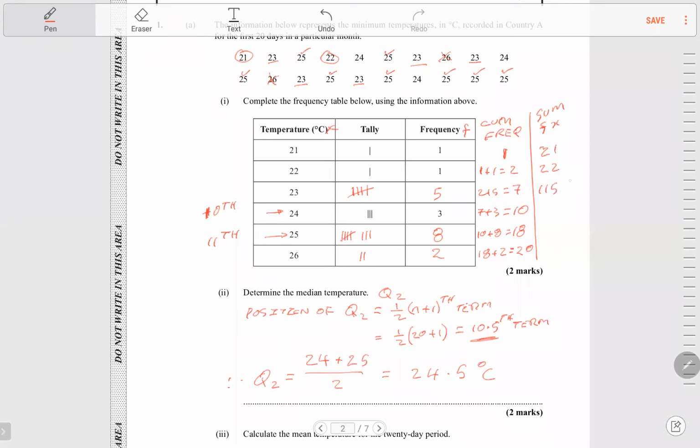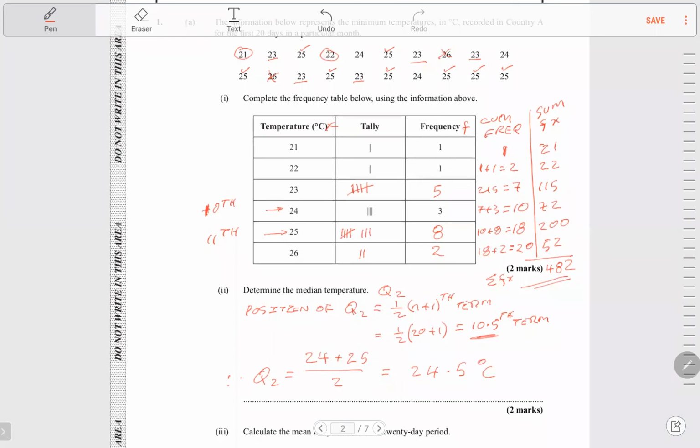115. And then 3 times 24 is 72. And then 8 times 25 is 200. And then 2 times 26 is 52. And then you sum all of these to get the sum of fx, the sum of all the values. So you add up everything there. It will be 21 plus 22 plus 115 plus 72 plus 252, which will be 482. That is the sum of all the values.